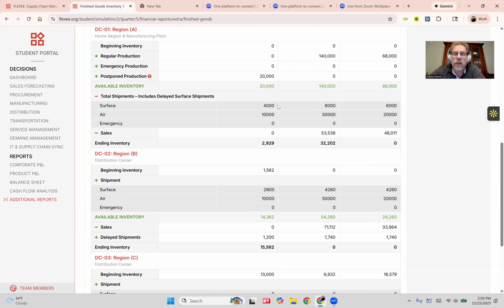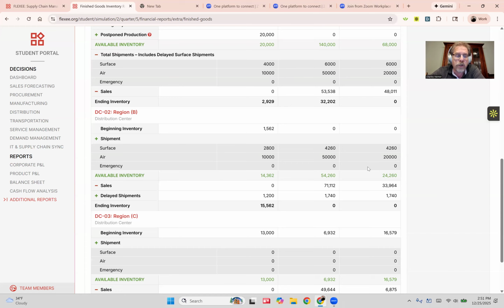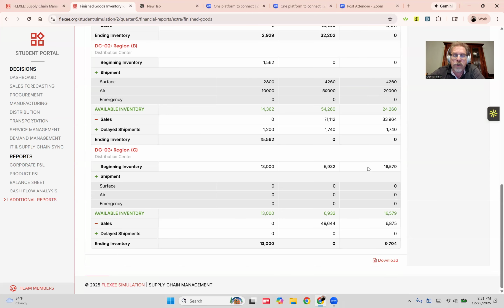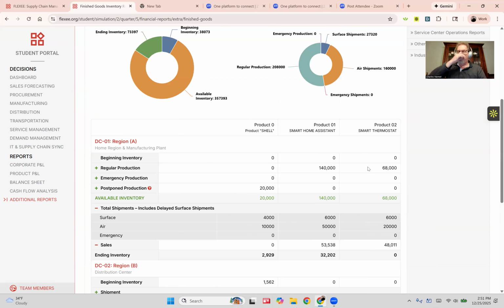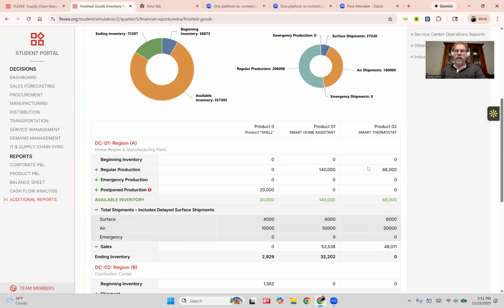So you can see here's what went out on surface, here's what went out on air between the two, and here's what went out for sales and inventory. And then we do the same thing for distribution center 2 and distribution center 3. Again, use your manual to help you understand these.